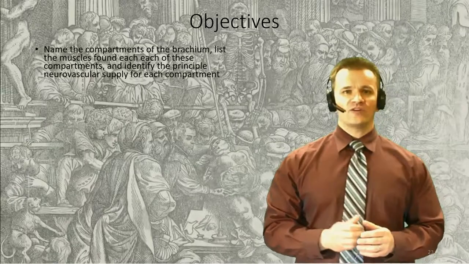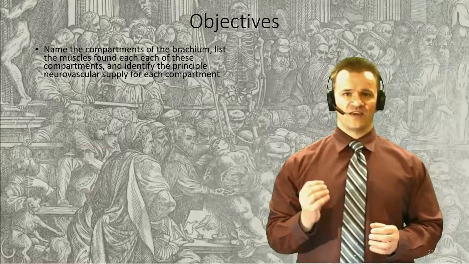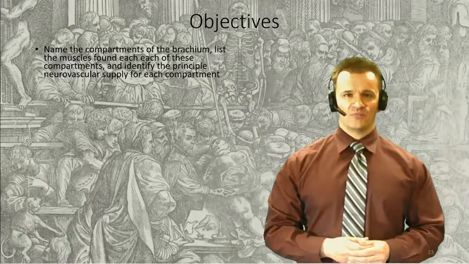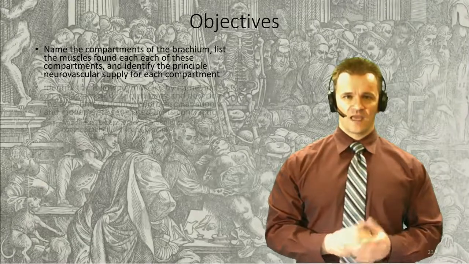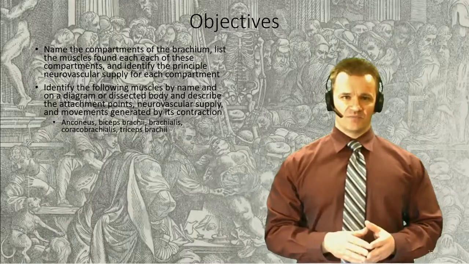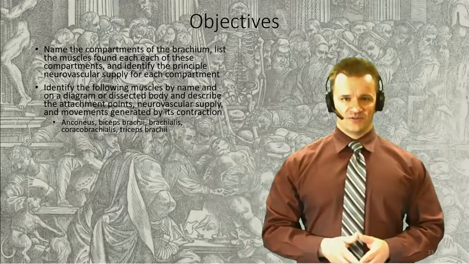First, we're going to compartmentalize. Organize the muscles and neurovascular structures into anterior and posterior compartments and identify commonalities between components of a given compartment. Second, we'll take a specific look at the muscles found in the brachium, consider their origin and insertion points, and discuss the actions that they can produce.